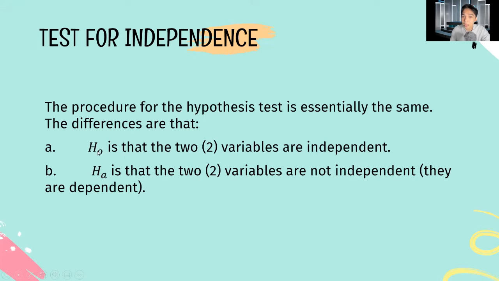So we have the null hypothesis. The two variables are independent. Pag sinabi natin independent, there is no relationship between the two variables. And letter B, alternative hypothesis, the two variables are dependent. Ibig sabihin, may relationship dun sa variables natin. Ayan, not independent or dependent. Parehas lang yun.